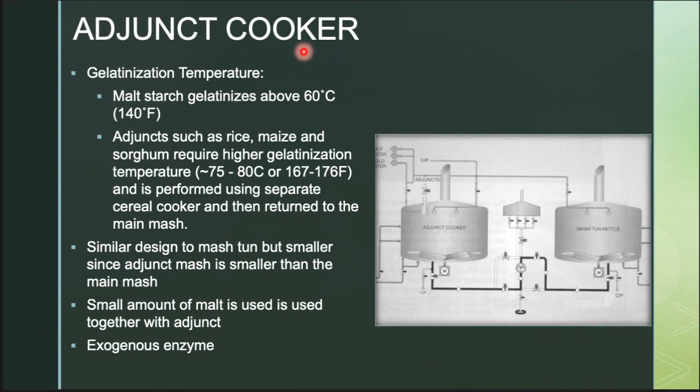Installation of an adjunct cooker depends on the decision of the adjunct that you want to use. The most common adjuncts used in brewing are rice, corn and sorghum. As discussed in the previous video on mashing theory and biochemistry, malt gelatinizes at 60 degrees centigrade, while adjuncts such as rice, maize and sorghum gelatinize at 75 to 80 degrees centigrade. So if you use both malt and rice in the same vessel for mashing, rice will remain ungelatinized and hence not extracted. This will completely defeat the objective of mashing that we discussed before.